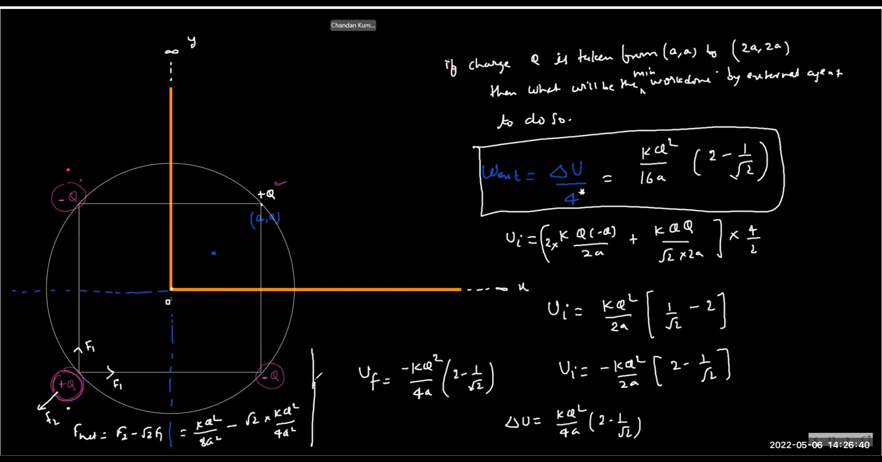Sir, the work, like the potential energy dividing it by 4, can you explain it by field lines? Yeah, the field lines here are slightly difficult to draw. Okay, so I'll just show you.